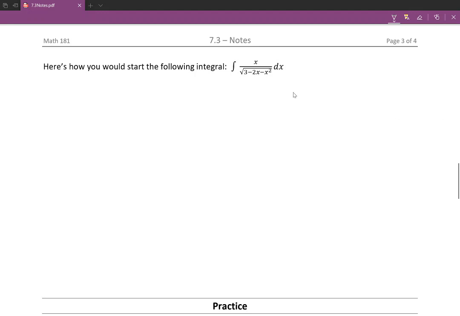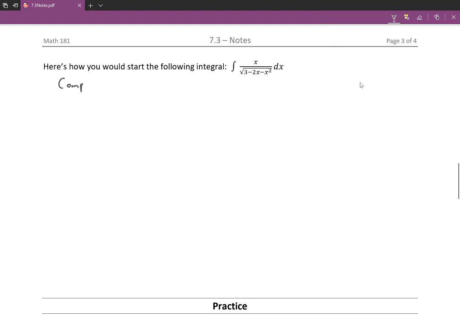The only problem is that we have this 2x right here inside. If we just had 3 minus x squared, we could handle it. The a would be the square root of 3, and so you'd let x equal the square root of 3 sine theta. But here we've got this 2x right here that's bothering us. So what we can do is complete the square. Let's get this started over here.